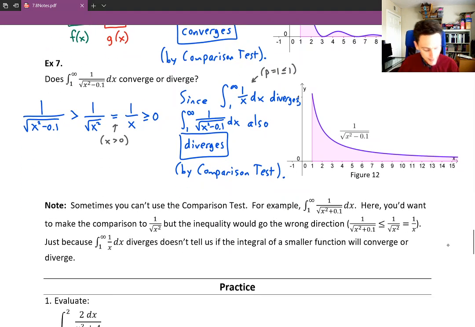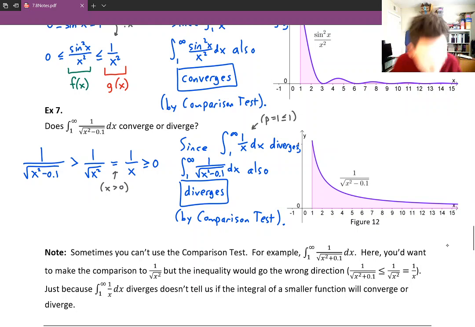So lastly, just want to mention the note. Sometimes you can't use the comparison test, unfortunately. We had those two cases, but those don't cover everything. And when you don't fall into one of those two cases, where you know that a bigger function converges and therefore a smaller function would have to converge, or if you know that a smaller function diverges and then the bigger function would have to diverge. And when I say that the functions are converging or diverging, really I mean the integral of those functions. I'm just using a shorthand way of saying it.